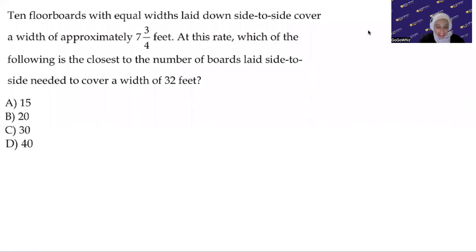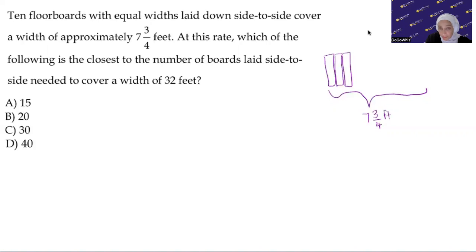Hi, everyone. Okay, so for this question, it's saying that 10 floorboards with equal widths laid down side to side cover a width of this. Imagine you have a floorboard, another floorboard, and you're just placing them beside each other. They're saying that 10 of those will cover a width of 7 3/4 feet.